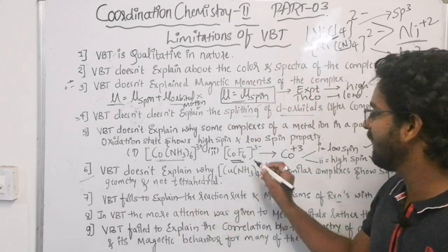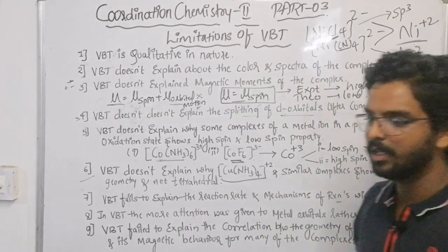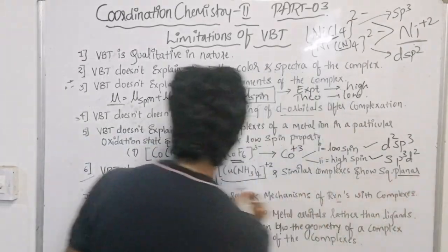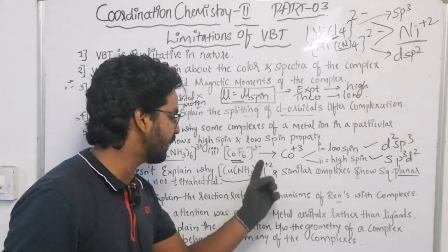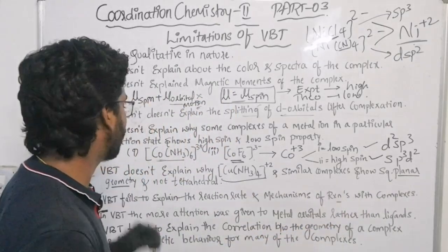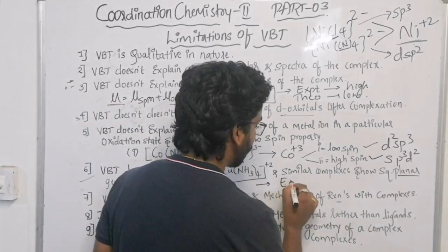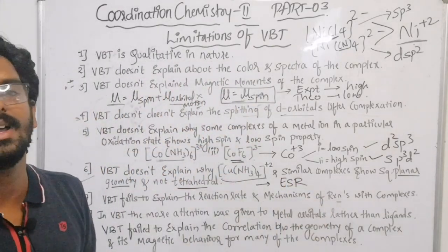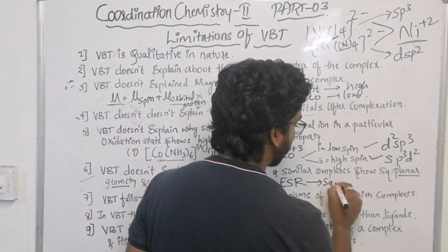So in the same way, the example that is [Cu(NH3)4]2+, if you look at it, it shows the square planar geometry. Remember one thing, the [Cu(NH3)4]2+ complex ion shows a square planar geometry but not tetrahedral. So why? According to electron spin resonance studies, ESR studies, we came to know that the coordination number 4 complex is square planar.